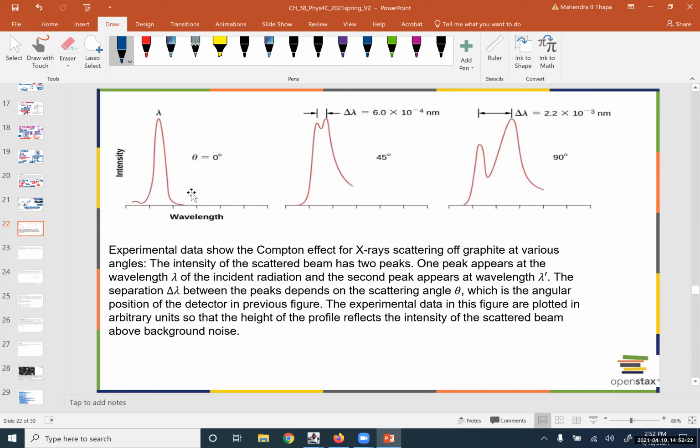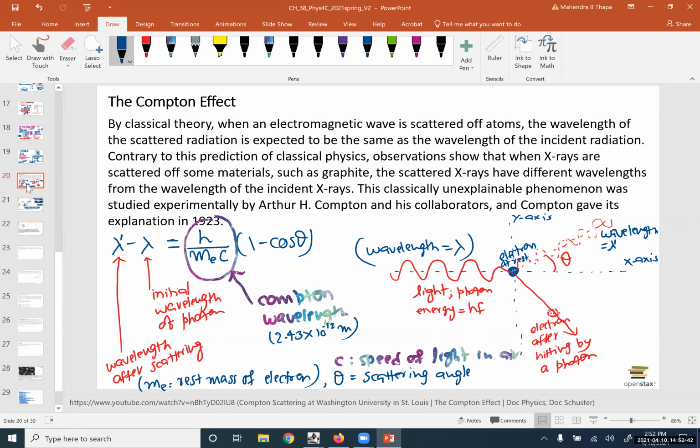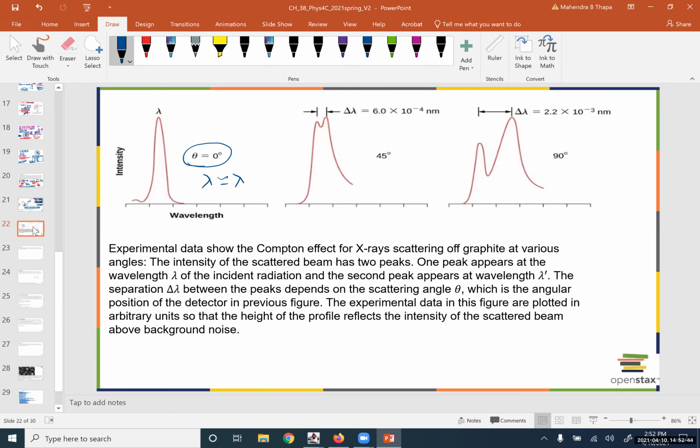So these are the examples for different angles. If your angle is 0 degree, then lambda and lambda prime are the same thing. It will not change.